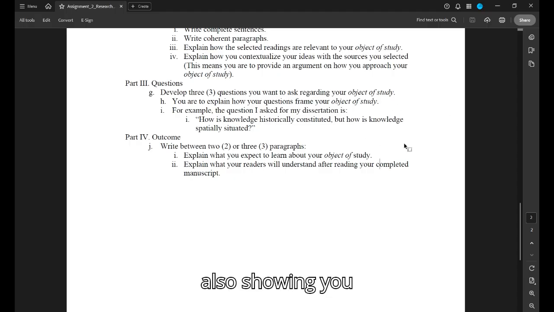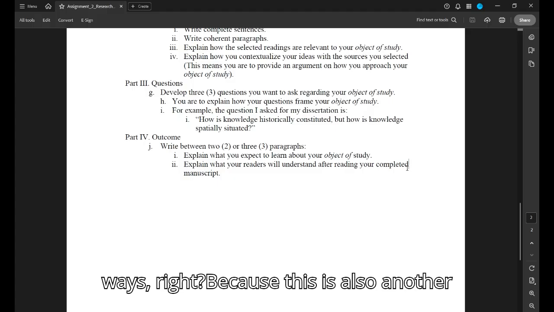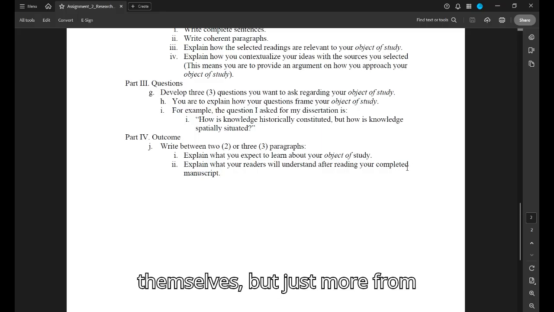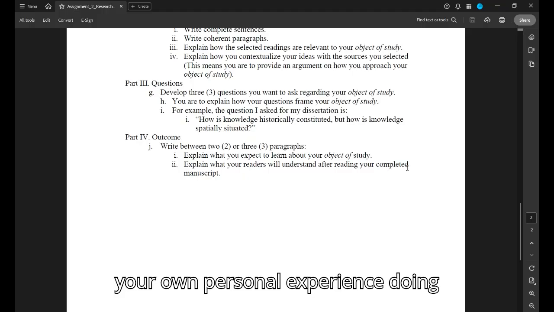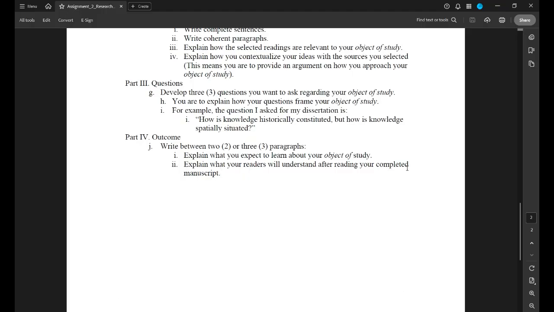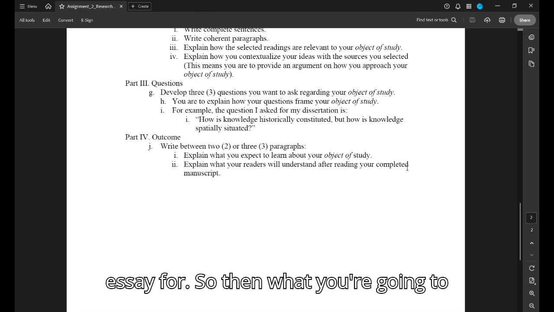I'm also showing you how to use your sources in different ways. This is another thing that you're going to learn, not necessarily from the professor themselves, but more from your own personal experience doing research and how you present your ideas in a manuscript for the professor that you're writing the essay for.